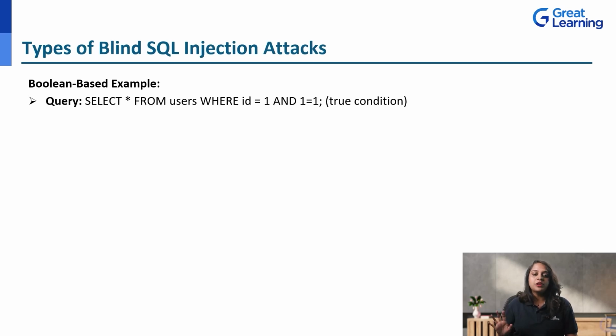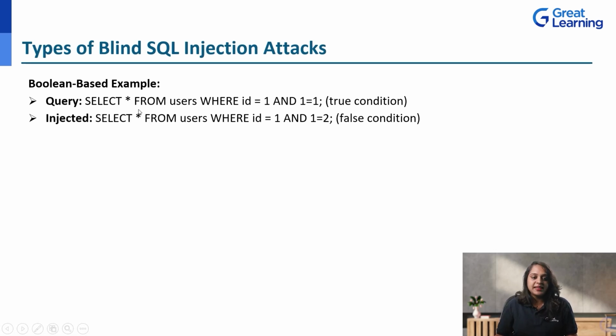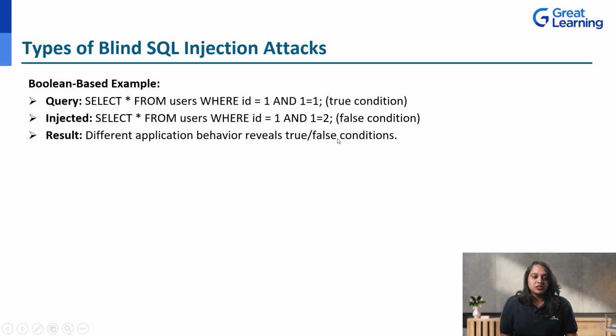Boolean based example. So the query is very simple here. Select star from users where ID is equal to 1 and 1 is equal to 1. So true condition. So I can change this query into the blind SQL injection by injecting the query like this. Select star from users where ID is equal to 1 and 1 is equal to 2. I am just changing the value. So it becomes a false condition. So this is how I can inject blind SQL injection. So the result is that different application behavior reveals true or false condition. Based on this true or false condition, I'll be able to hack the data on the database. This is how the Boolean based SQL injection can happen.